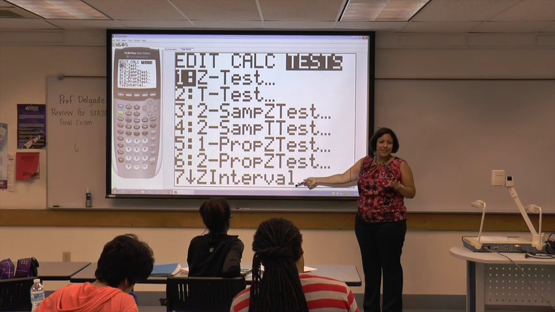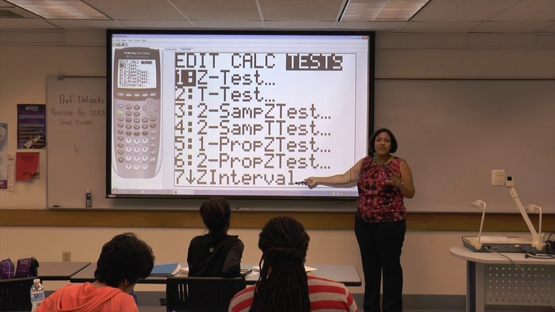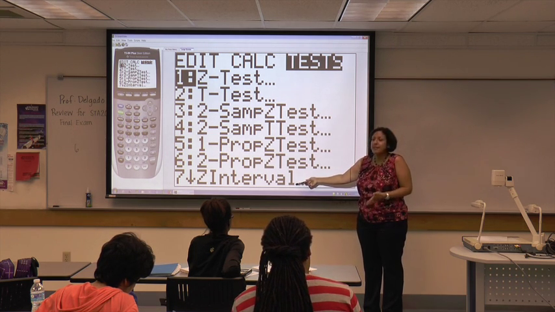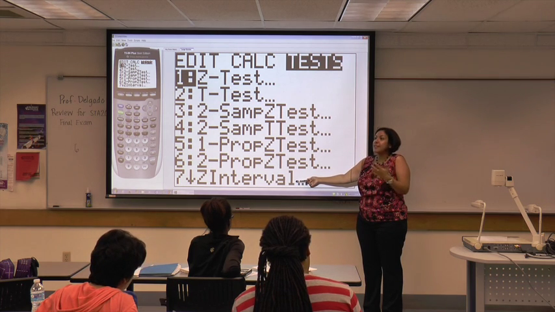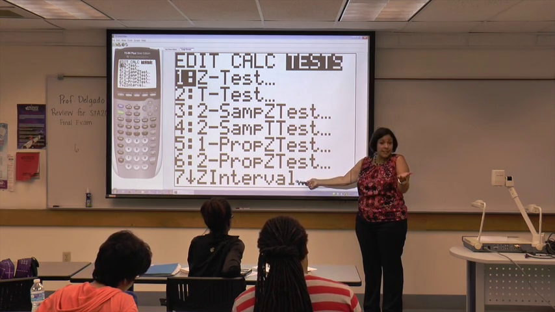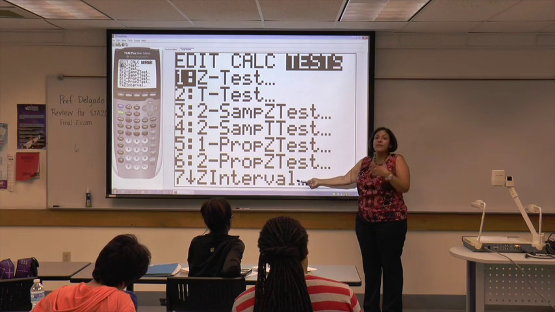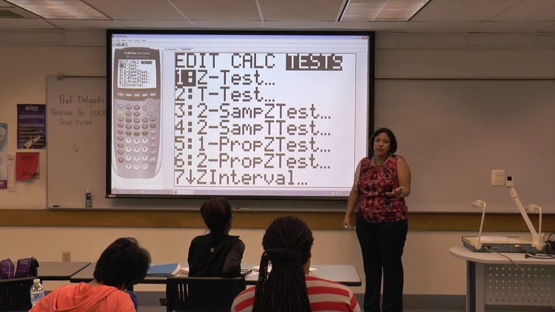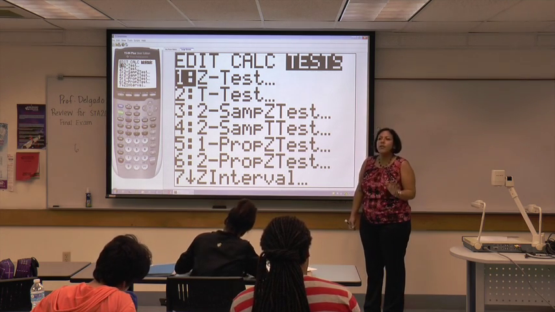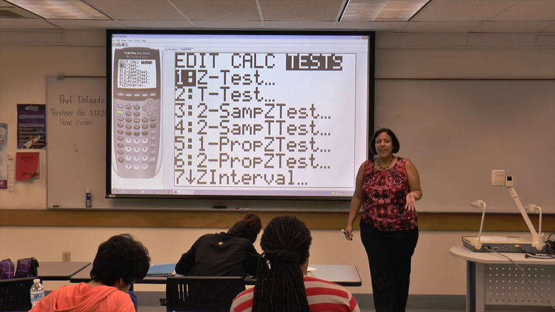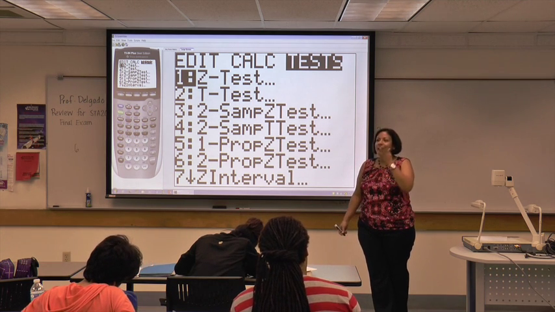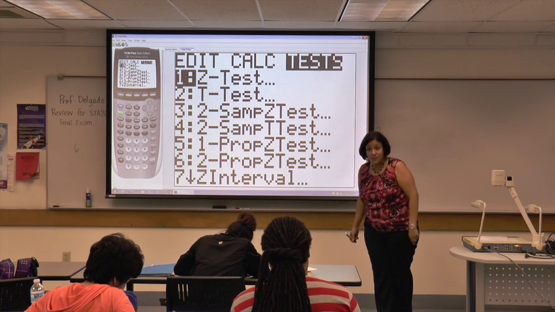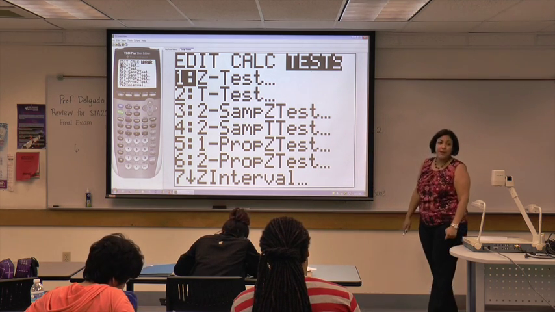Z-interval, we should not be using in this class. But there are some problems in Chapter 7 where they pretend that somehow the population standard deviation is magically known. That's sigma. If for some reason you have problems where they give you sigma, then you would use a Z-interval. But in this class, we don't play pretend. We know that that's not possible. If you don't know the population mean, it is impossible to know the population standard deviation, which is calculated from the population mean. If you don't know one, you can't know the other.